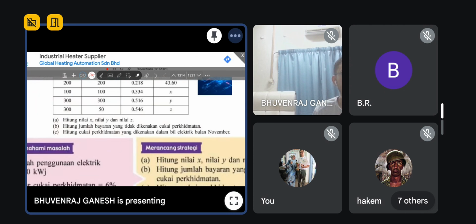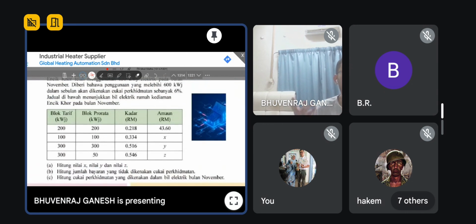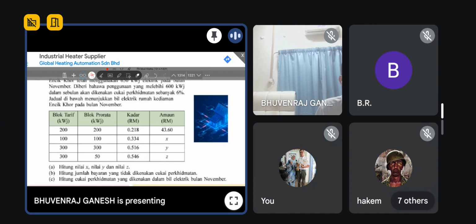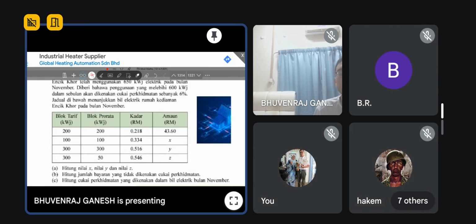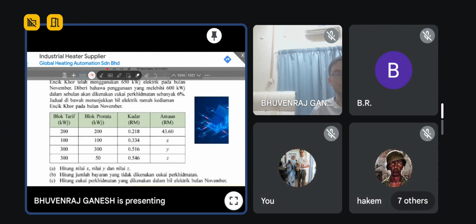Okay, so next one, part B. They ask you how much is the total not subjected to service tax. So anyone can try this. What is the total amount not subjected to service tax? This one, it depends on the question lah. You must read the question.